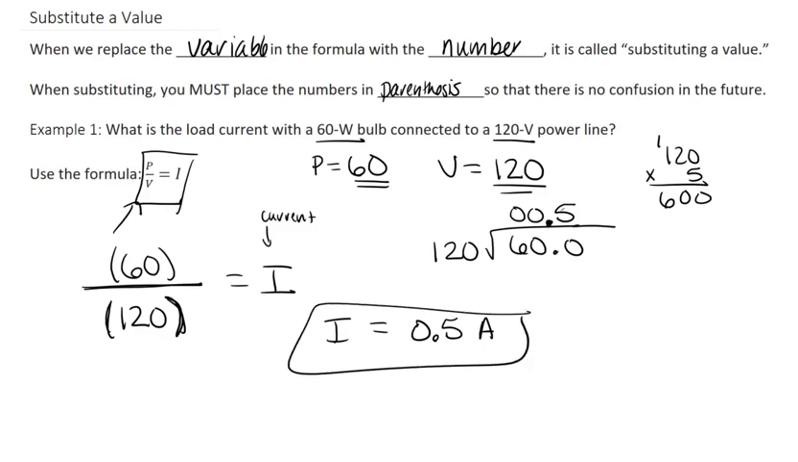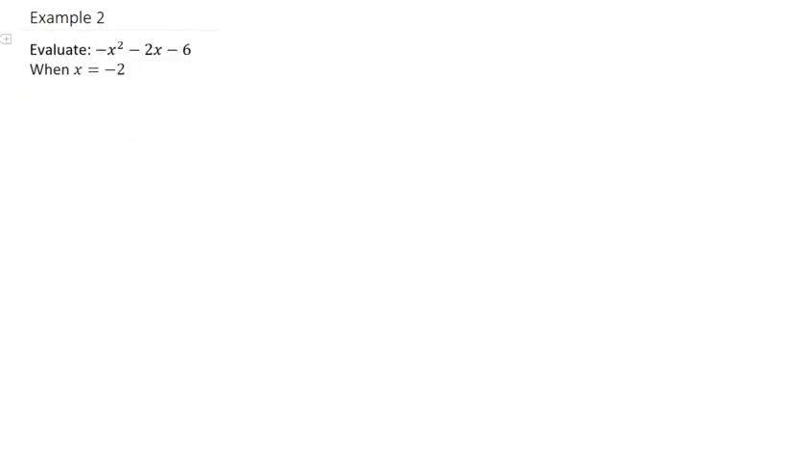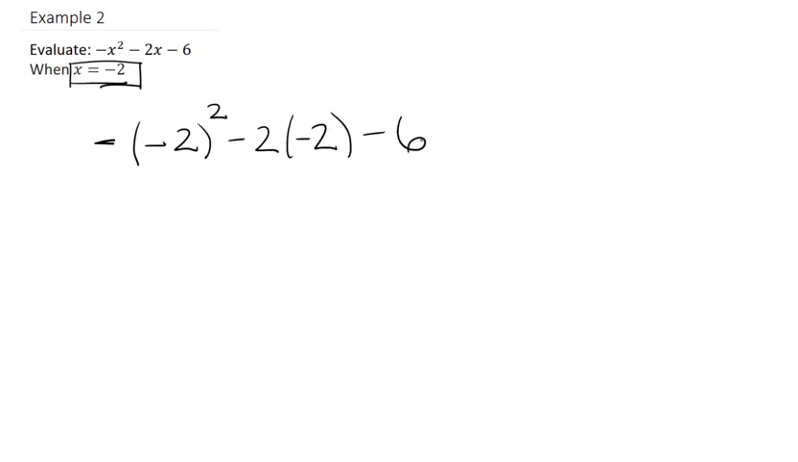Now let's look at another example. Evaluate the following: negative x squared minus 2x minus 6 when x is equal to negative 2. This tells us that we need to substitute this negative 2 anytime we find an x. So we have minus, now parentheses, negative 2 raised to the second power. Now we go minus 2x, which is minus 2 in parentheses, and then minus 6.